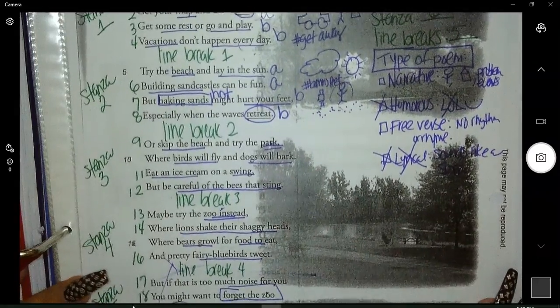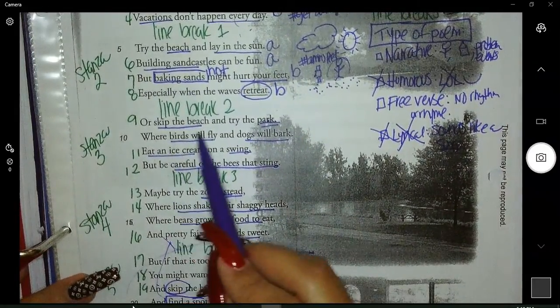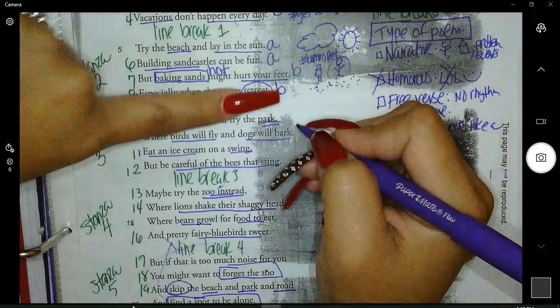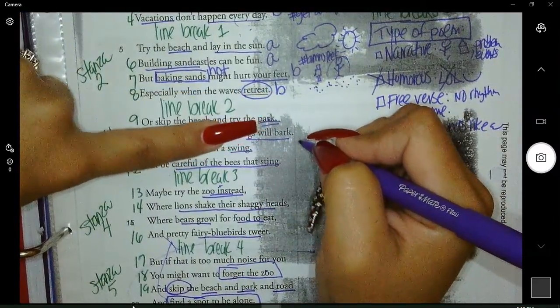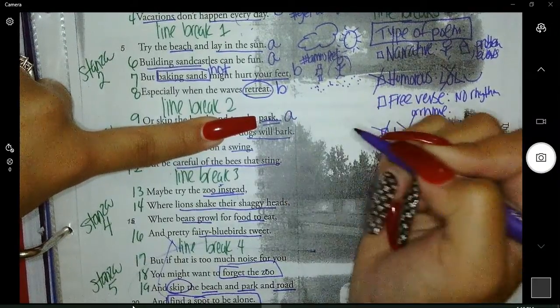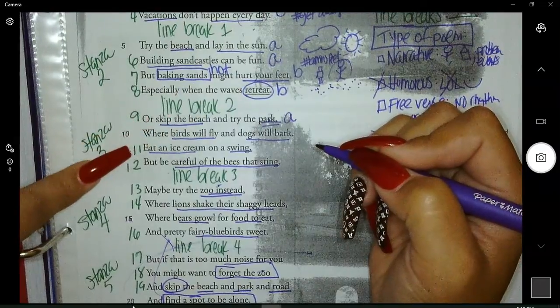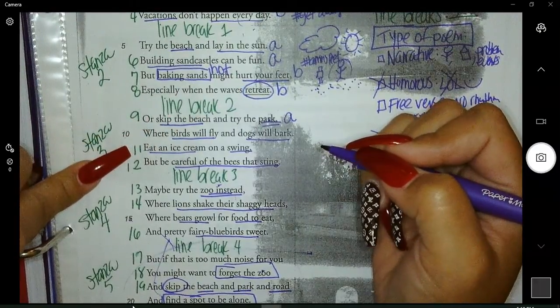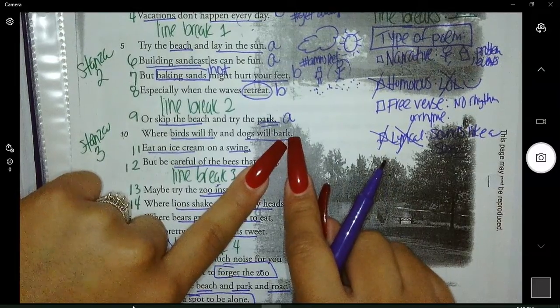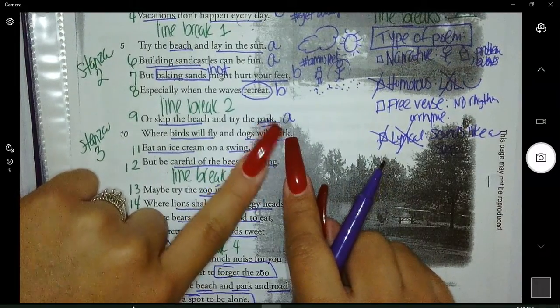Let's try stanza 3. Or skip the beach and try the park. Remember, there's a line break, so what letter do I start with park? Letter A. Great job if you said park. Where birds will fly and ducks will bark. Bark. Remember, look at the last word. Bark and park. Do they rhyme?